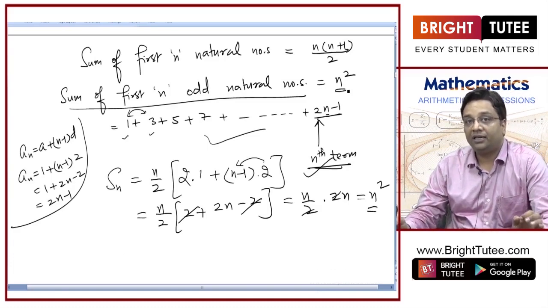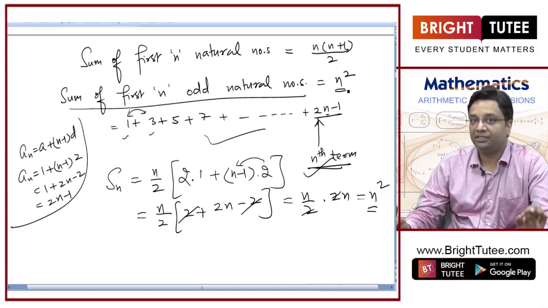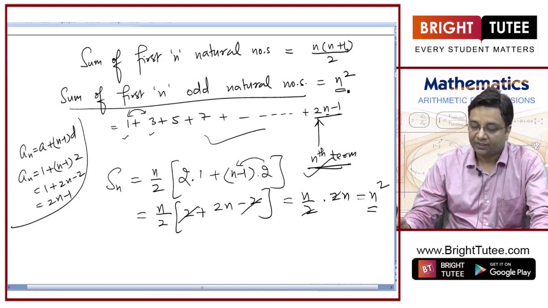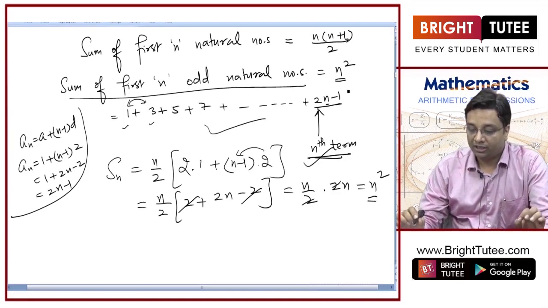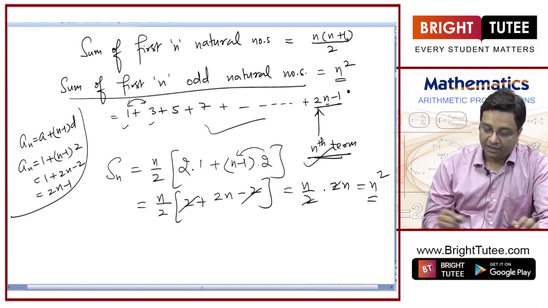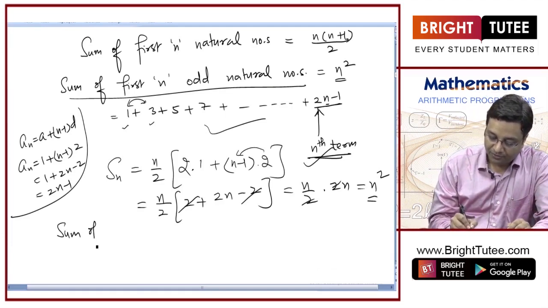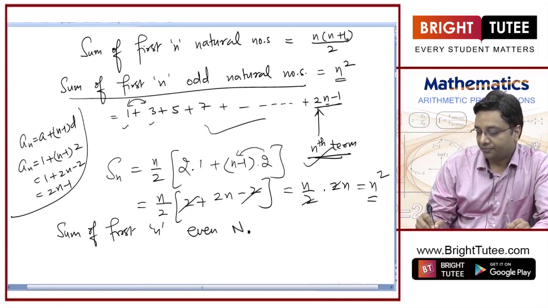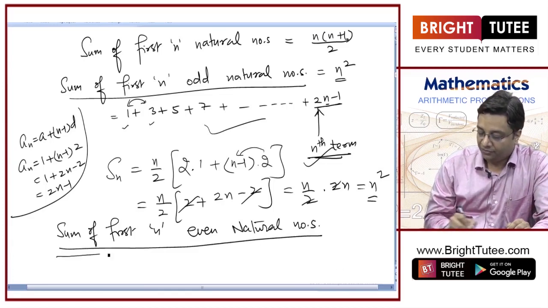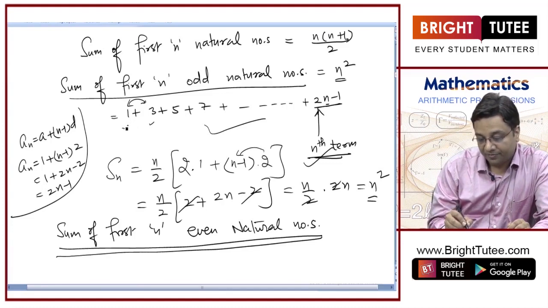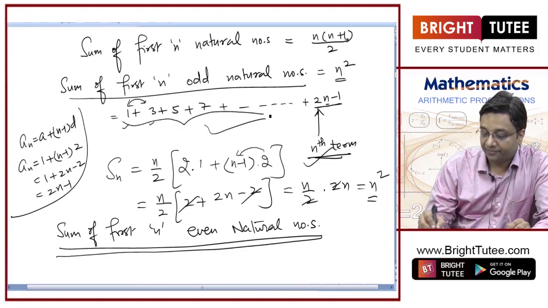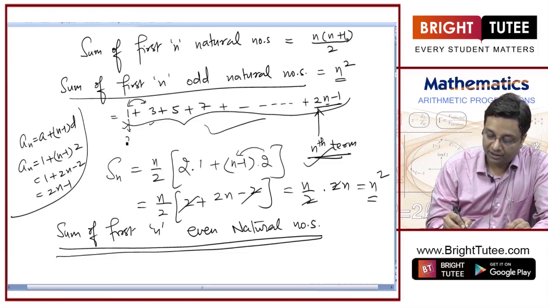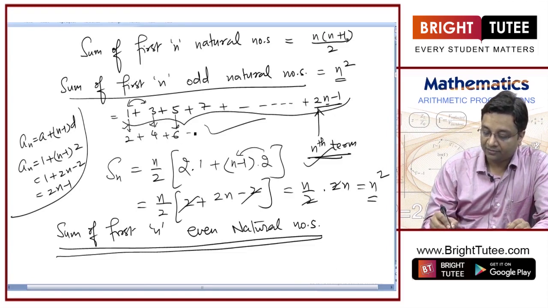This is another formula that I want you to memorize here, because it will make your life very simple while solving questions. So we have found sum of first n odd natural numbers, which is equal to n square. Now we can easily find sum of first n even natural numbers. If you notice here, if I add 1 to every term of this AP, if I add 1 in this, it will give me 2. If I add 1 here, it will give me 4. If I add 1 here, it will give me 6, and so on.